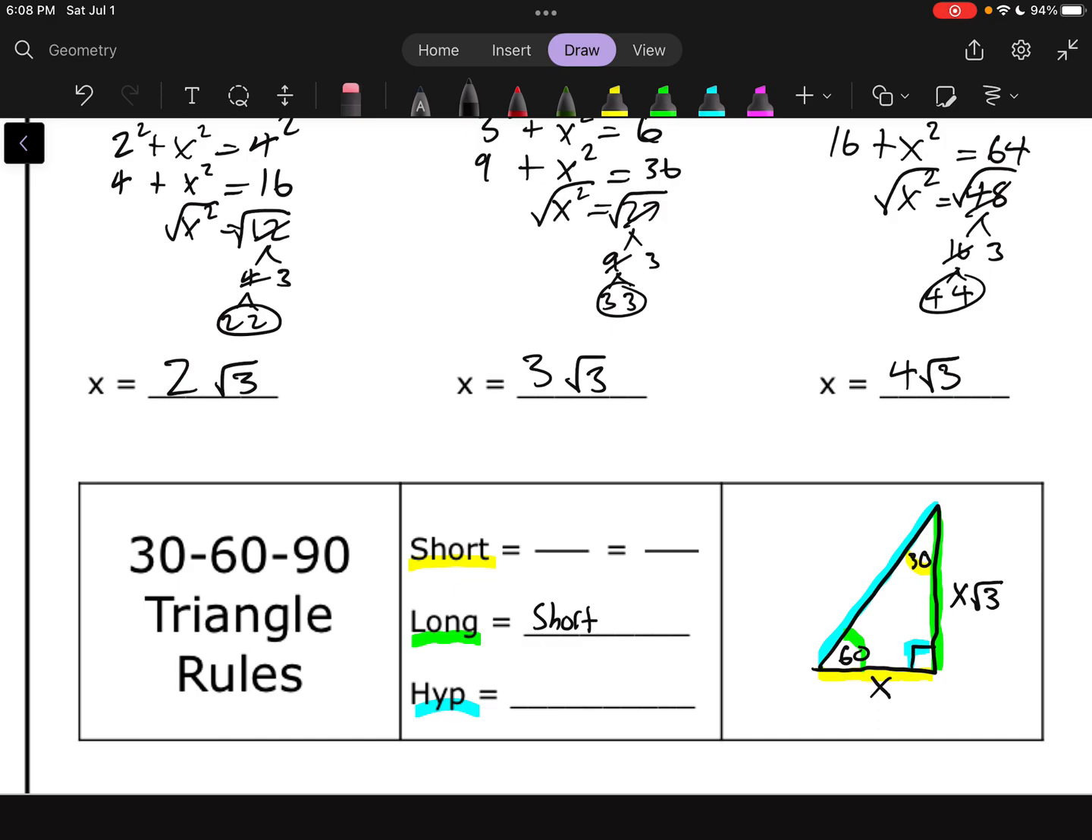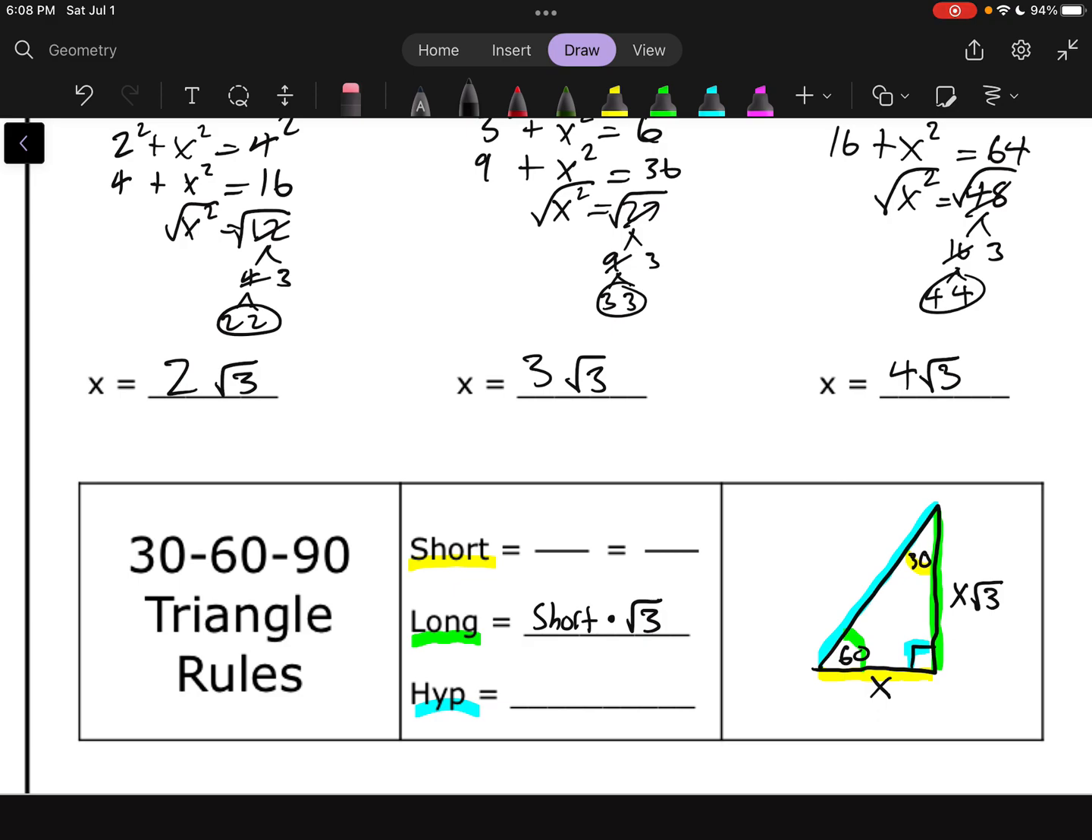So that would be short times root 3, right? Whatever the short leg is, and our version there was x, you take that and multiply by root 3. So it could be 5 times root 3. It could be 10 times root 3. It could be root 2 times root 3 if the short leg's root 2, right? Could be anything, whatever the short leg is, times root 3.